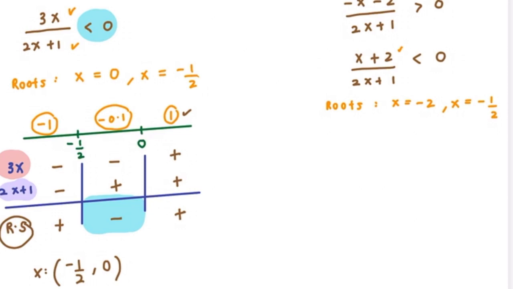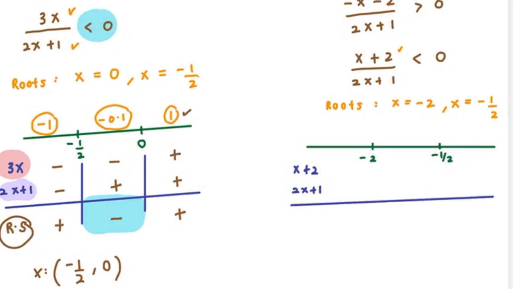Okay, that is roots. And then you just draw the table. The table must show all the roots, starting from -2 until -1/2. Make sure they are in sequence of order. And then the factored forms are x plus 2 and 2x plus 1. So just draw one table and fill in all the columns.